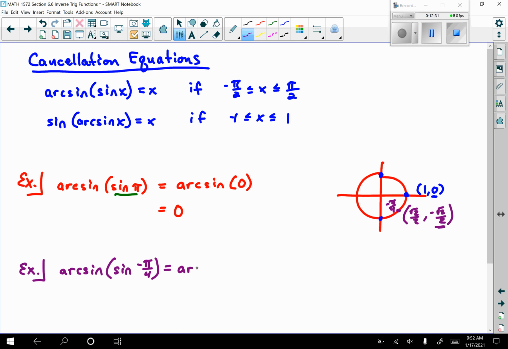So now this becomes arc sine of negative radical 2 over 2. And then that just takes us back here. So if I'm looking at negative radical 2 over 2, that brings me back to negative pi over 4. So this, in fact, was a cancellation equation because negative pi over 4 was between negative pi over 2 and positive pi over 2. The arc sine and sine just cancel out, and I'm left with negative pi over 4.